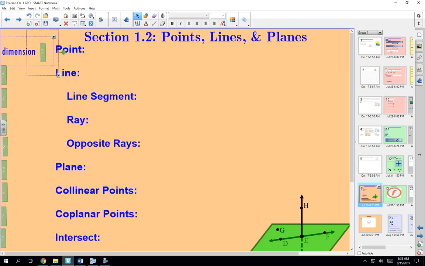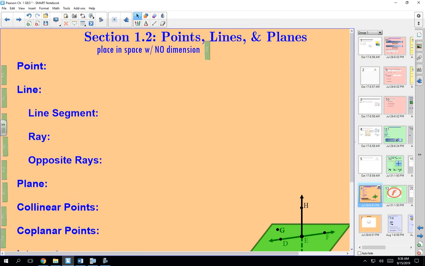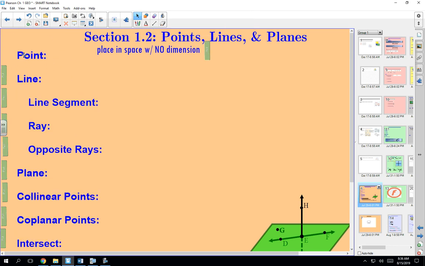It is a place in space with no dimension. Okay, so there's a place in space with no dimension. I would encourage you to draw a little picture for each of these. I don't know if you need to for point, but it's a place in space with no dimension to it.